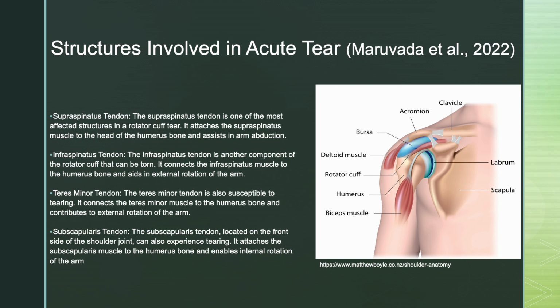So the structures involved in an acute tear: you have a lot of tendons that are connected with the rotator cuff due to its location and what it does for the body. So you have the supraspinatus tendon, the infraspinatus tendon, the teres minor tendon, and the subscapularis tendon. As you can see via the picture, how everything is interconnected in the shoulder, if anything was to be torn with an acute tear of the rotator cuff, it could cause great pain and very, very limited movement. And you can see how much it affects, because it is what helps connect the arm to the shoulder and the upper body.